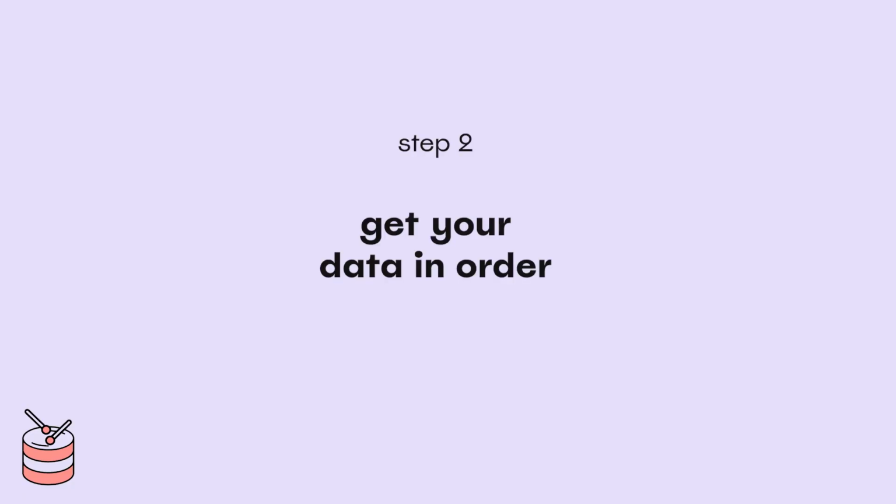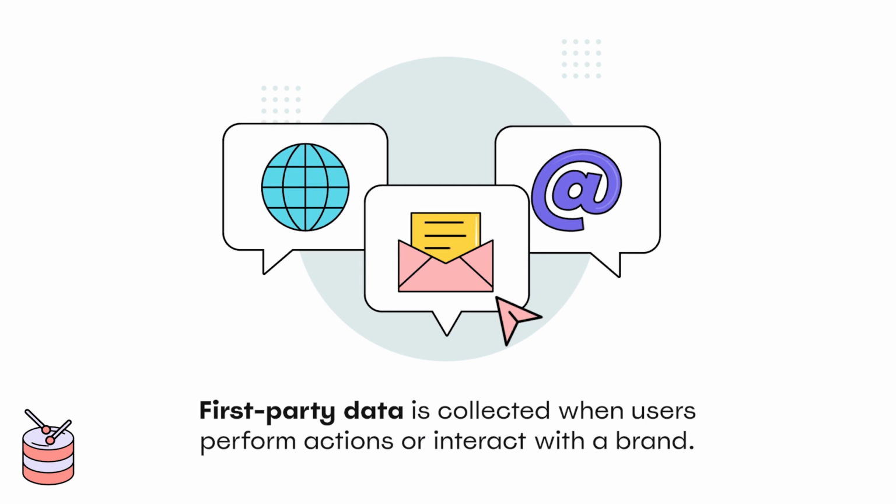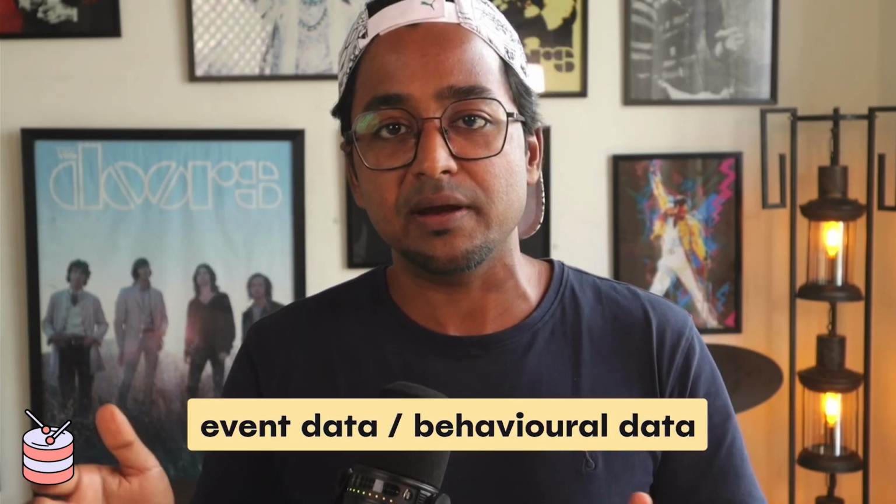Step 2 is to get your data in order. So you can create hundreds of offers, but the question is, how do you distribute them to the right audiences? This is where customer data comes into play. Customer data typically refers to first-party data that's collected when users perform actions or when they interact with the brand by clicking on ads, emails, and notifications. As you might already know, this type of data is also called event data or behavioral data.